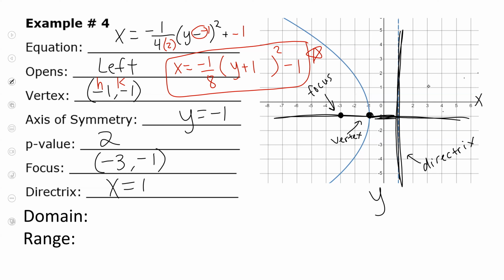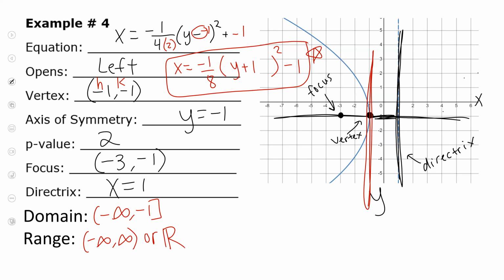And then, of course, domain is left to right. It's facing the left, so it'll be -infinity on the left, to -1 on the right. And your range is always all real numbers. So you can write it like this or like this. For the domain, you can also write x is less than or equal to -1. All of these x values are smaller than -1. So x is less than or equal to -1. All right, that is it.